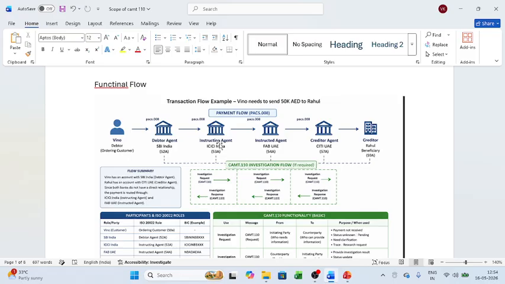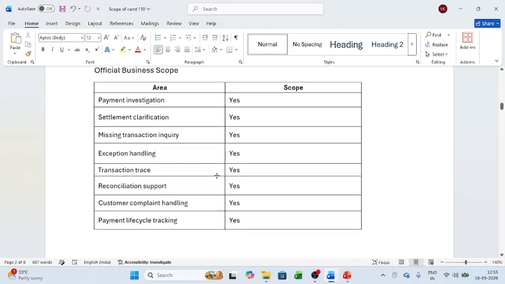In case, in this payment chain, pacs.002 is not generated for the instructed agent, the instructed agent raises the request of camt.110. What is the status of my payment? So once the enquiry is sent to the instructing agent, after the instructing agent does the enquiry, they give the response in the camt.110 itself. So that is the scenario.